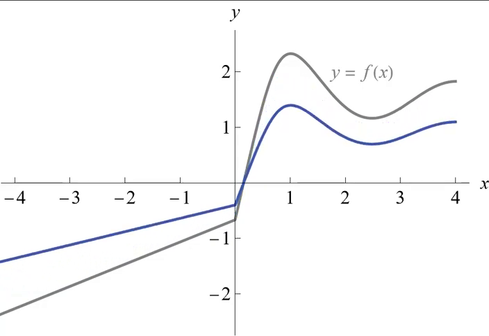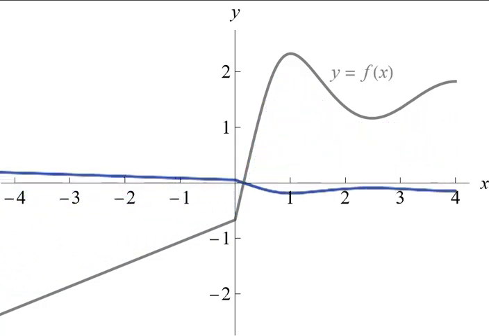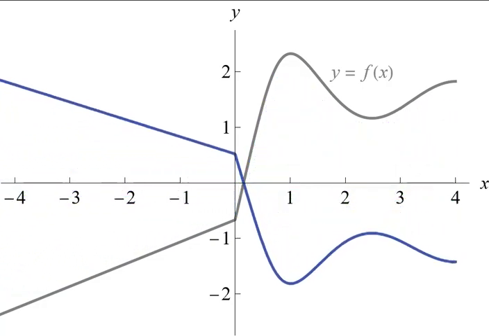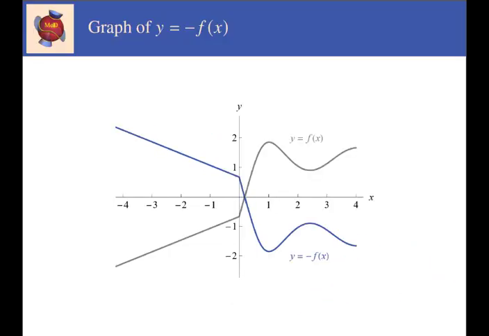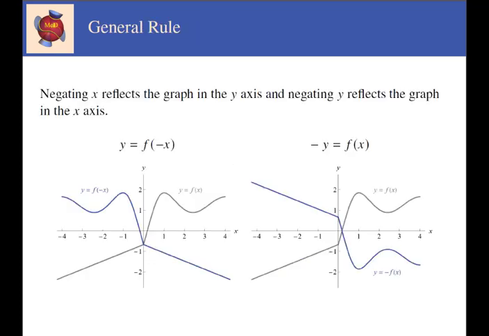Similarly, if you reflect the graph in the x-axis, then you obtain the graph of y equals minus f of x. In this figure, we again see the original graph in gray and the reflected graph in blue. The general rule is that negating x reflects the graph in the y-axis, or in the x direction, and negating y reflects the graph in the x-axis, or in the y direction.